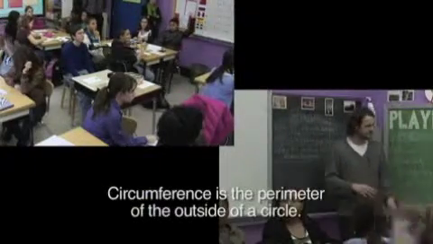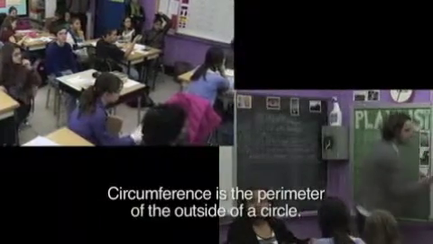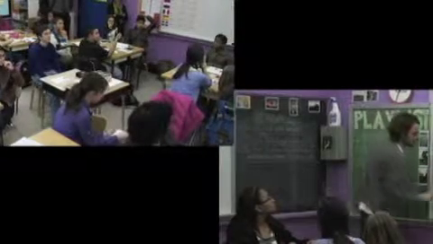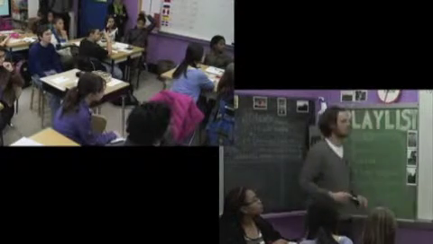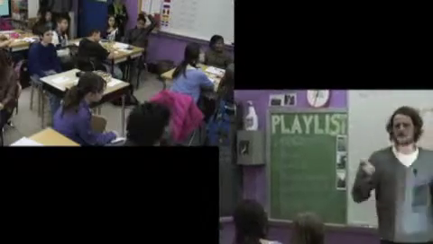Well, circumference is almost like a perimeter of the outside of the circle. The perimeter of the outside of the circle, or like a distance around the circle. Very good. And that makes the area what? The area is inside. The space inside. Very good. So if you colored in the circle, that represents your area. Awesome.